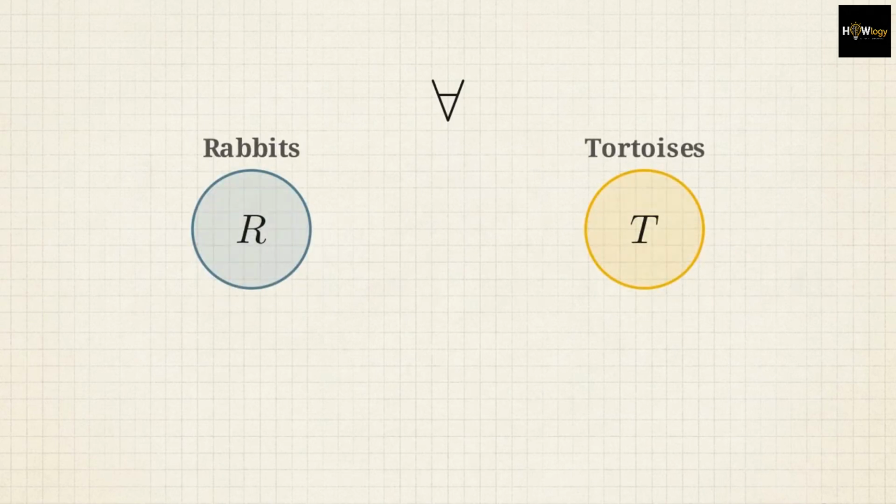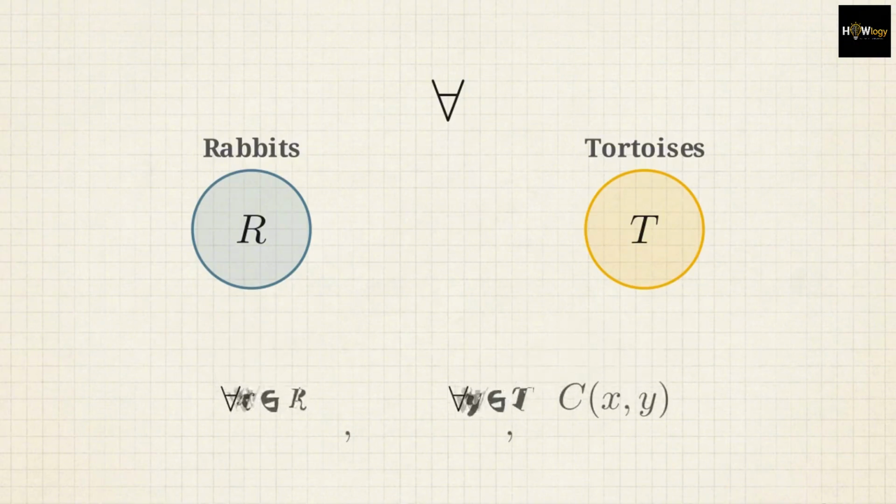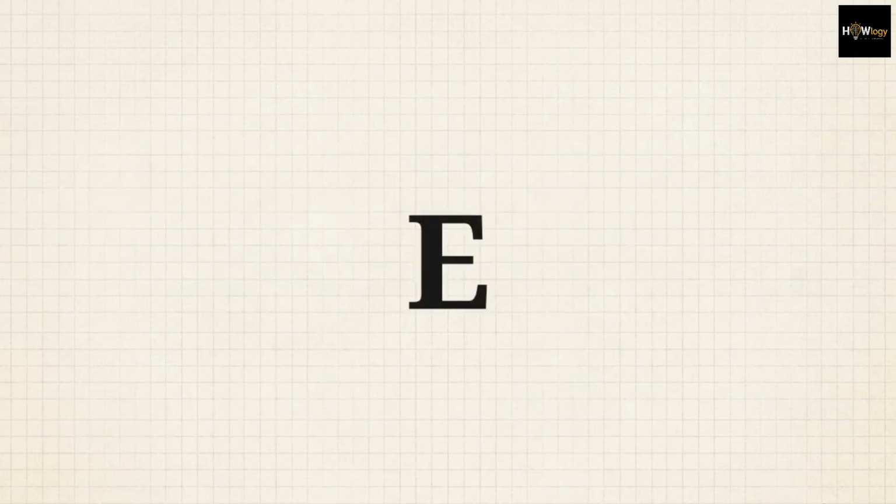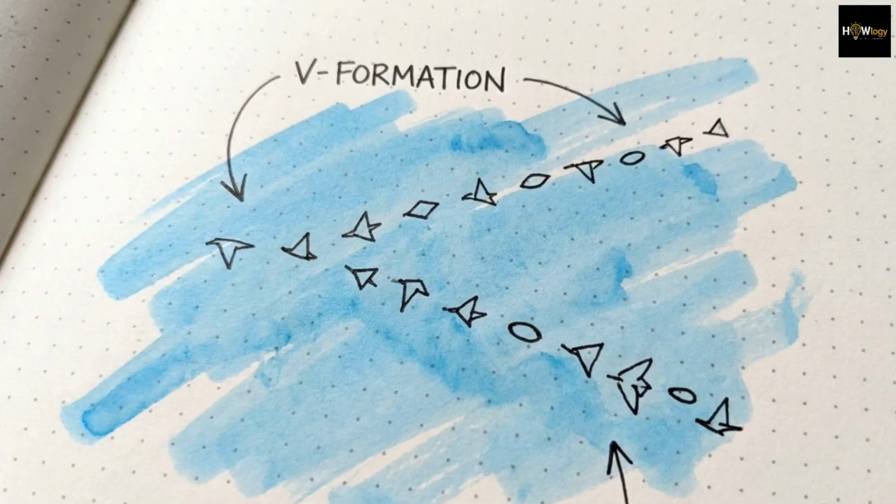locking in the speed relationship across both groups. The second tool is the existential quantifier, written as a backwards E. This is a much looser search parameter. It simply means "there exists," or "some." This handles exceptions without breaking the system. If you input the phrase, "some birds cannot fly," the existential quantifier confirms the statement is mathematically sound as long as it finds at least one penguin or ostrich in your dataset.